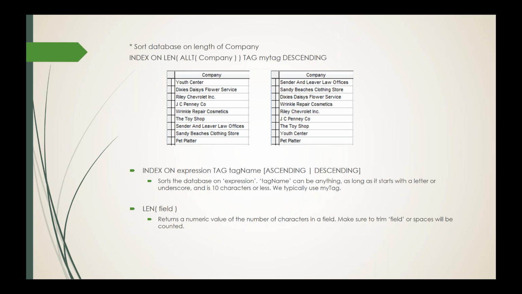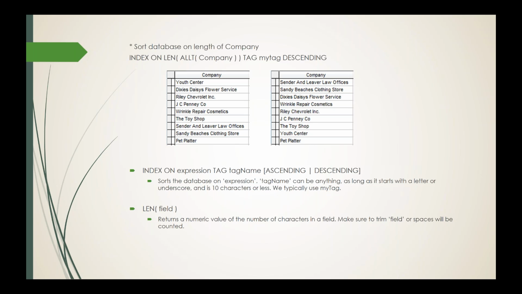It's the index on command, and there's that syntax again at the bottom of the screen for you. So we're going to index on an expression, and that expression in this case is going to be a function. The very first thing we're going to do is use all trim company. That's going to take the company, trim any trailing or leading spaces from it, so we end up with just the characters in that company name, and then we're going to find the length of the company field without any spaces. And as tag, you can see I've used my tag because that name of the tag does not matter. It is necessary, but it doesn't matter.